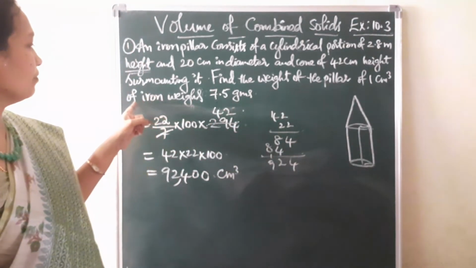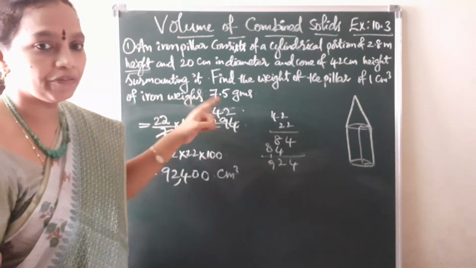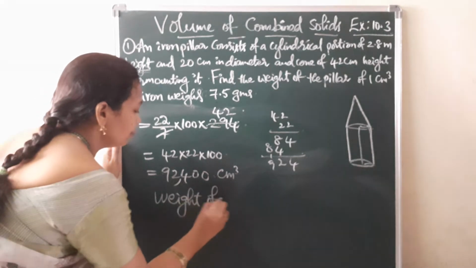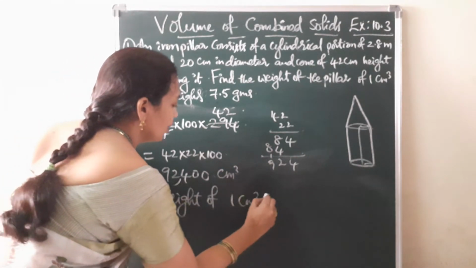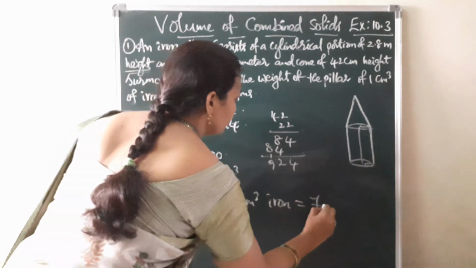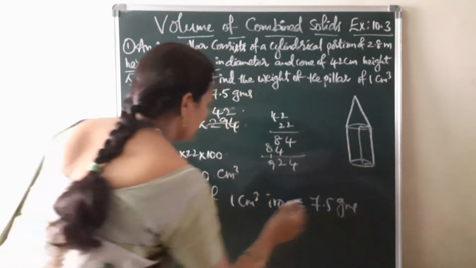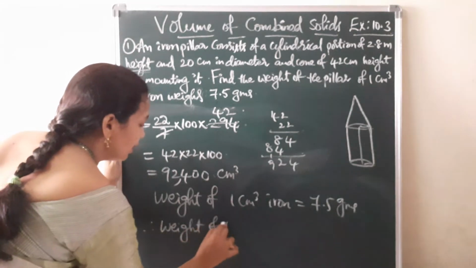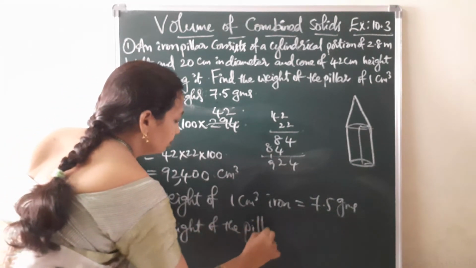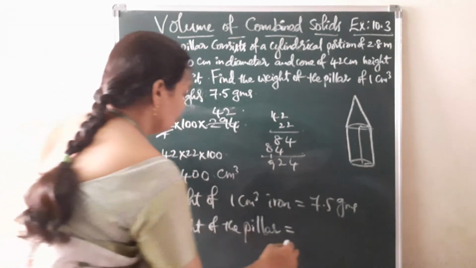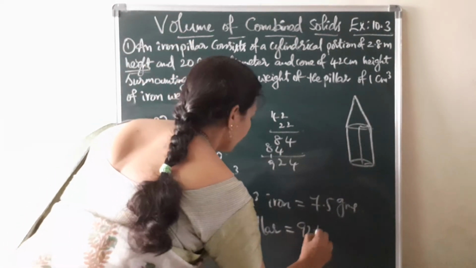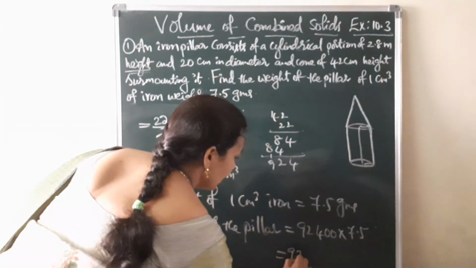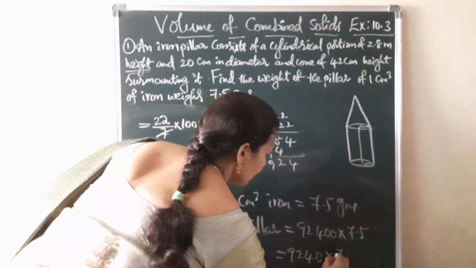If 1 cubic centimeter of iron weighs 7.5 grams. So weight of 1 centimeter cube iron is equal to 7.5 grams. Therefore, weight of the pillar is equal to pillar volume, 92,400 into 7.5, that is equal to 9240 into 75.